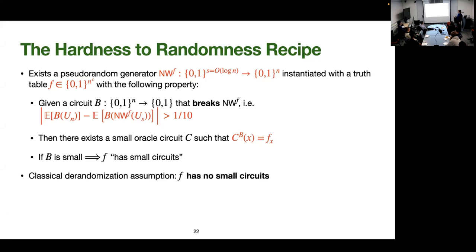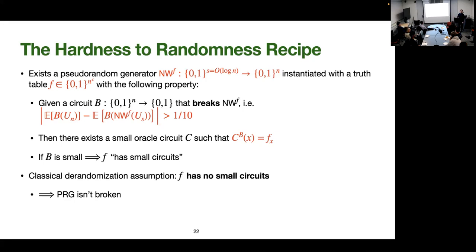And so if this circuit B is small, there is some small circuit which computes f. Basically our classical de-randomization assumption is that we have access to a string f which doesn't have any small circuits. And what does that mean? Just applying the contrapositive, it means that it never happens that this PRG is broken by a small circuit.